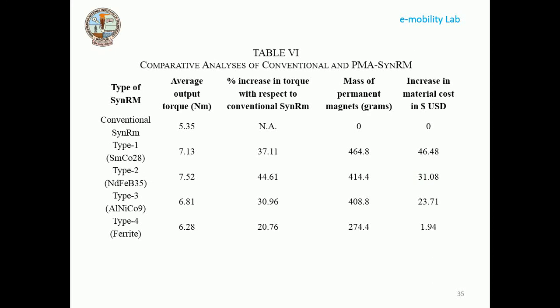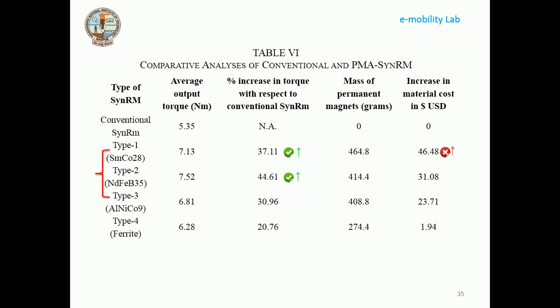So this is the summary analysis. Conventional, without permanent magnet, we have 5.35 Newton meter. This value is without radial ribs, we only have a tangential rib of 0.5 mm. Next, coming to the rare earth category, we have good performance. We have a 37% increase in the torque, and with the neodymium magnet, 44%. You can see it is coming to around 7.5 increase in torque.